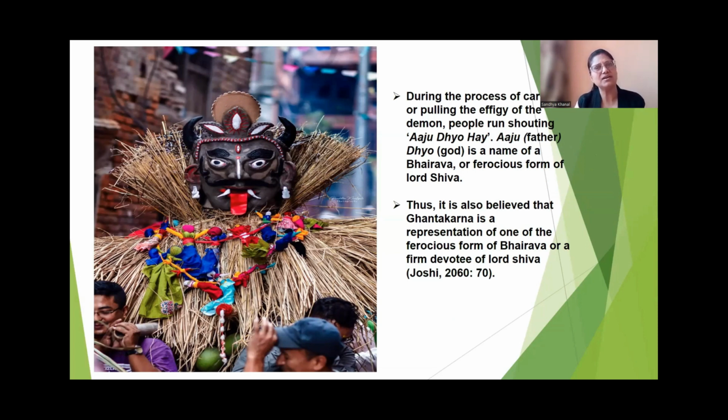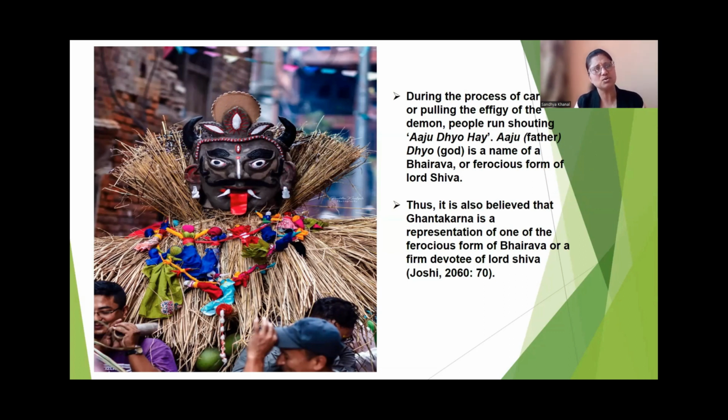And while carrying or pulling this effigy of the demon, people run. They just keep on running, shouting, Aju dhyo he. So why do they shout this? Aju in the Nepali term, especially Newari term, means father, and dhyo means God. So it is one of the names of Bhairava, a ferocious form of Lord Shiva.